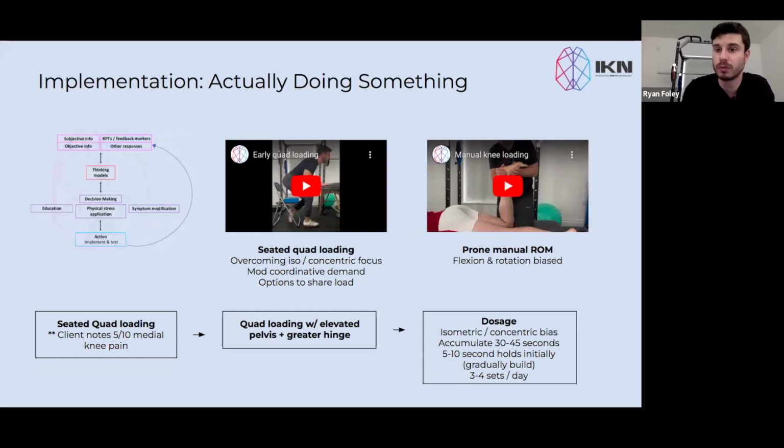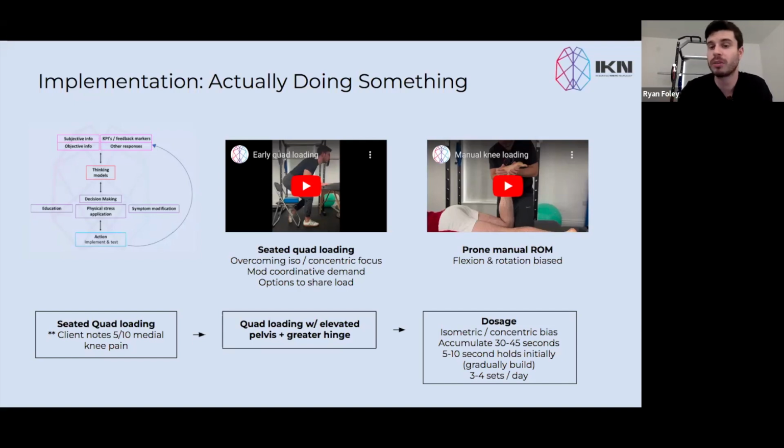We're going to work through some of the regressions, progressions. This client, for example, had some pain with the initial strategies, so we needed to modify things based on their symptoms, but also while maintaining our focus on distributing stress through a target tissue. We're also going to take a look at some manual strategies that we can utilize as well.